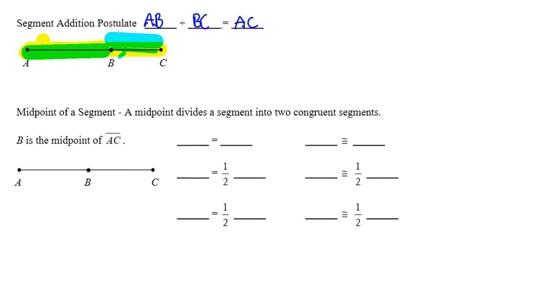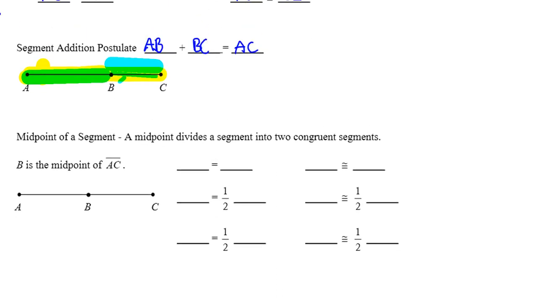Okay, we also have the midpoint of a segment, and midpoint is in the middle. A midpoint divides a segment into two congruent segments. So in this example, B is the midpoint of AC.